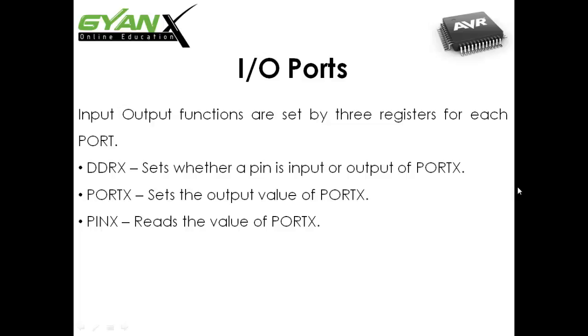Input output ports. The input output function is set by three registers for each port. First is DDR, second is PORT, and third is PIN. The DDR sets whether a pin is input or output of port X. The second, PORT, sets the output value of the port, and the third, PIN, reads the value of the port. For further details you can go to page number 51 of the data sheet of ATmega8.